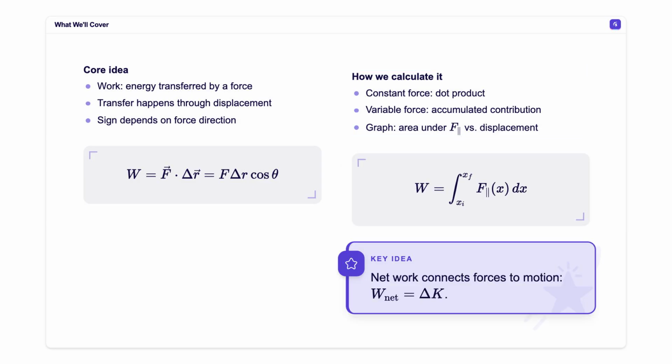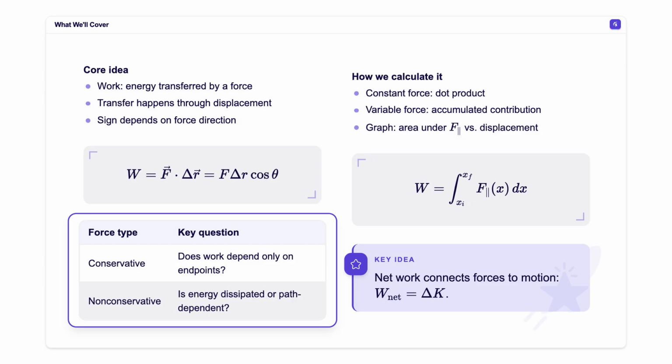A major payoff is the work energy theorem. Net work equals the change in kinetic energy. So if the total work on an object is positive, its kinetic energy increases. If the total work is negative, its kinetic energy decreases. Finally, we will compare conservative and non-conservative forces. Conservative forces depend only on endpoints, while non-conservative forces can depend on the path and often dissipate mechanical energy, like friction turning motion into thermal energy.